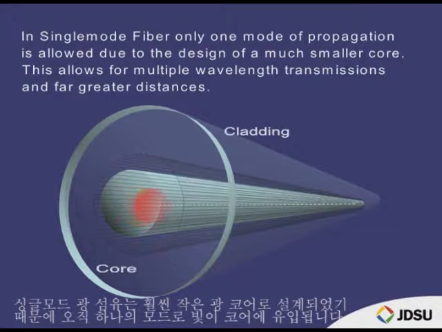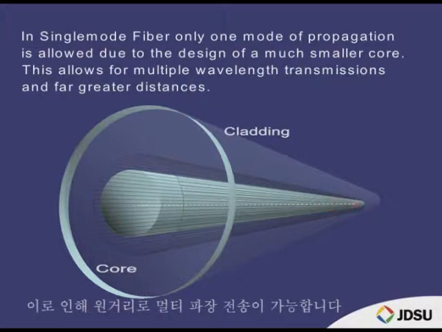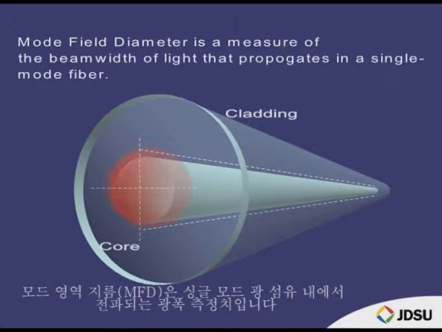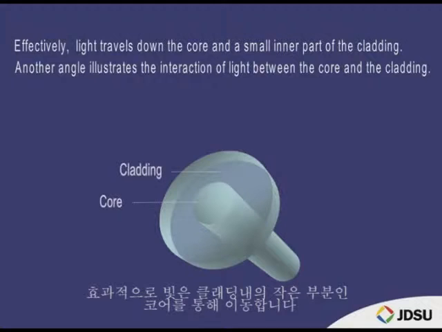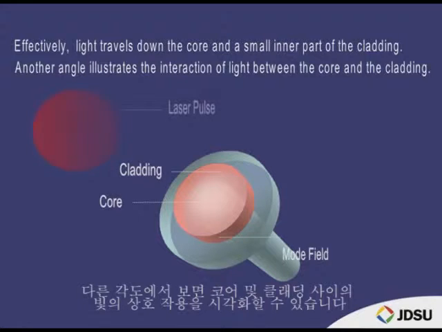In single-mode fiber, only one mode of propagation is captured due to the design of a much smaller core. This allows for multiple wavelength transmissions and far greater distances. Mode field diameter is a measure of the beam width of light that propagates in a single-mode fiber. Effectively, light travels down the core and a small inner part of the cladding. Another angle illustrates the interaction of light between the core and the cladding.